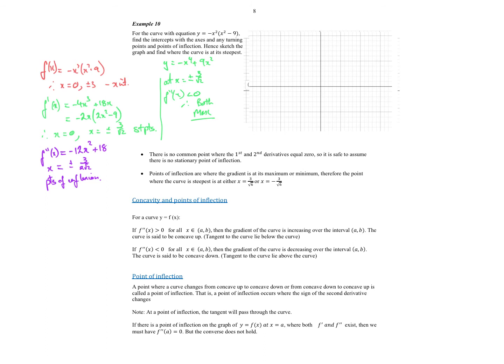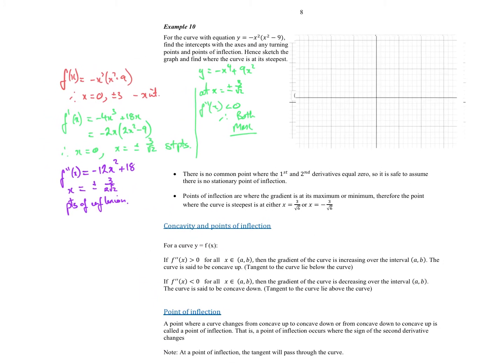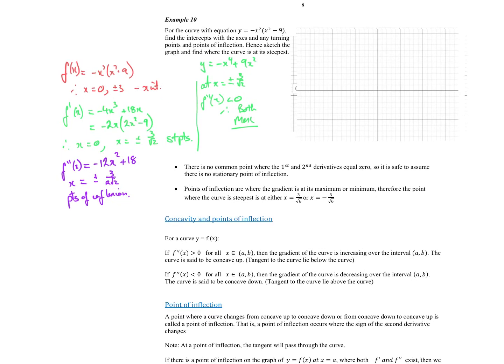All right, so let's concentrate on our curve here. We've got f of x equal to negative x squared times x squared minus 9. First things first, solve that equal to 0. I get x equal to 0.